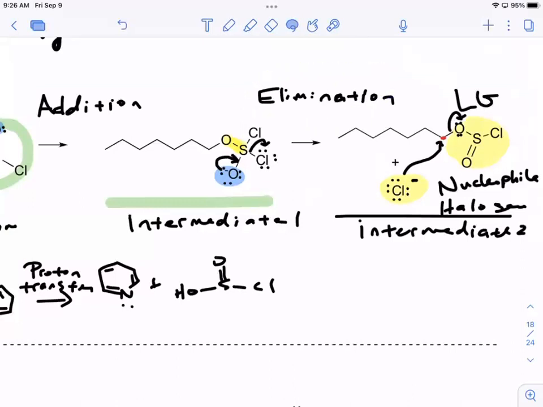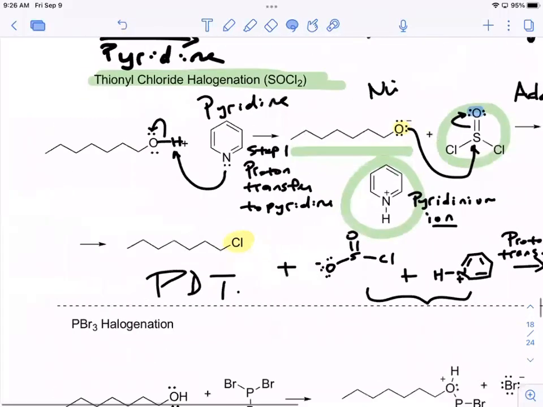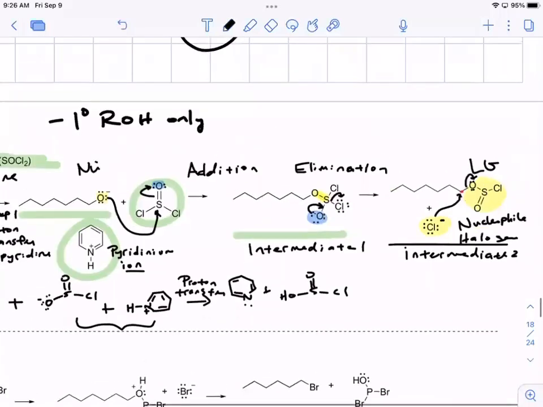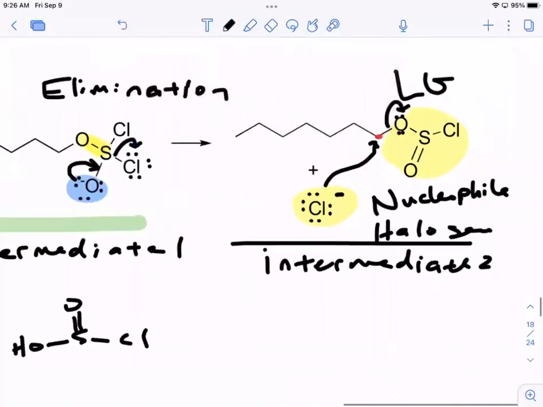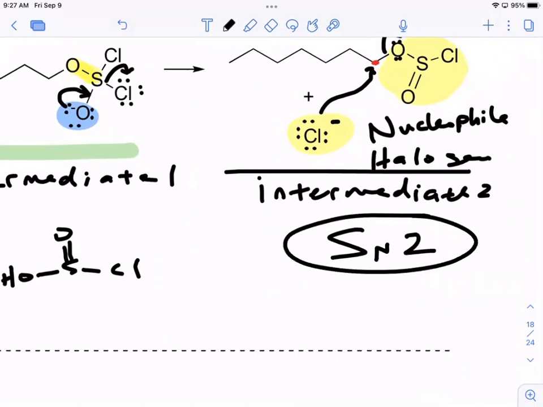Let me move this over. I don't want y'all to see that later and think that. All right, so this step is, I got an arrow down here. Let me fill this in first real quick. I hate writing out the word substitution. So this step right here is a substitution because you're swapping out the leaving group for the halogen, and it falls into the category of an SN2 type substitution.